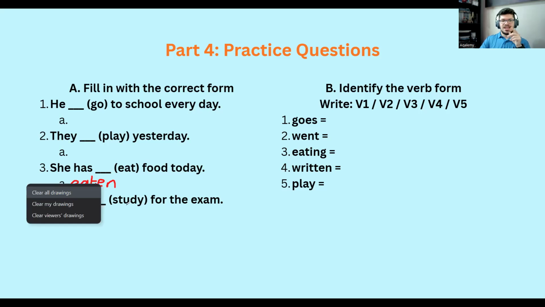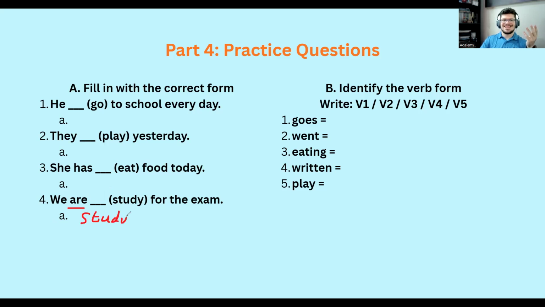We are study for the exam. Are, is, am, were, was, they all help us make continuous tense. So here we say studying. We are studying for the exam. If you want to use will, you can say, we will be studying for the exam. Just be careful. I hope you understand those 4 questions.